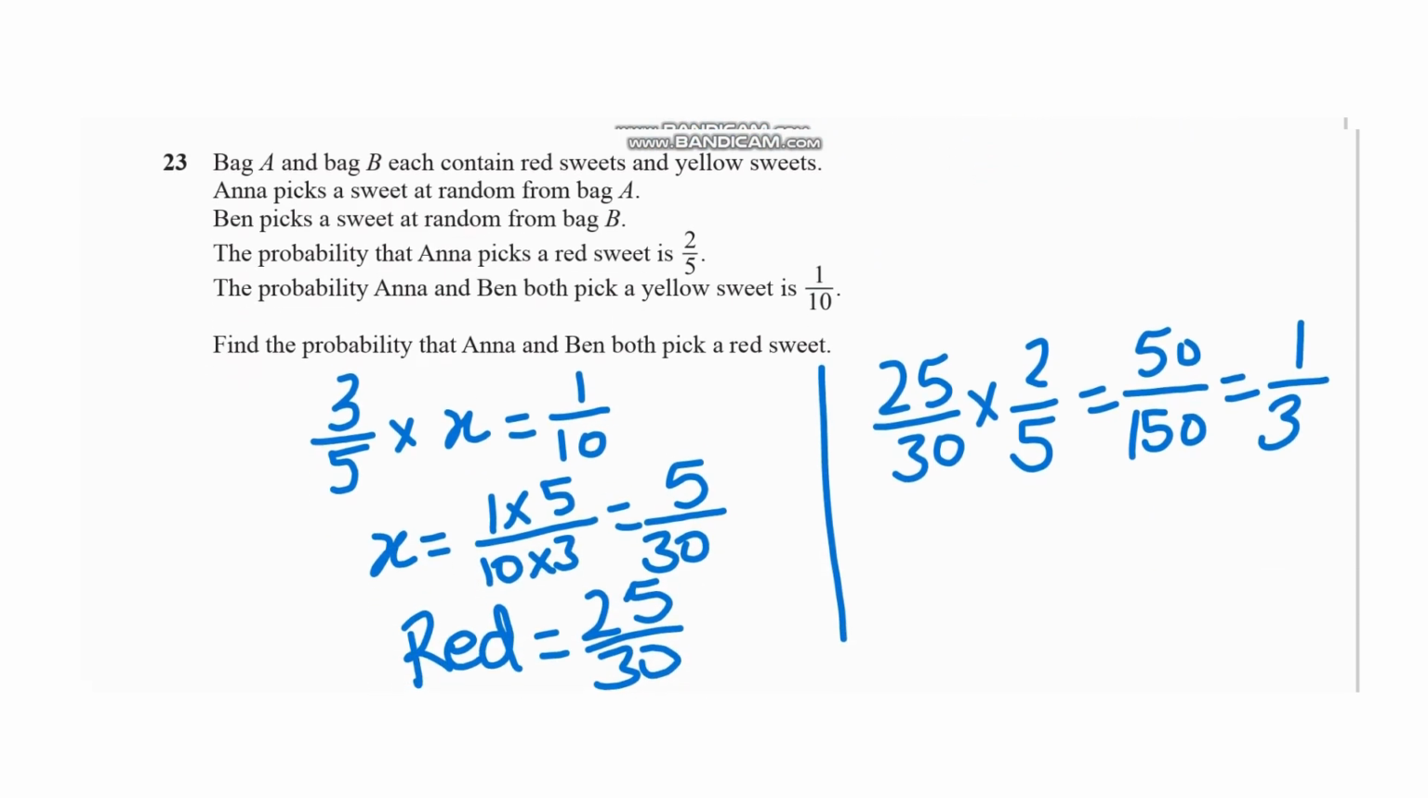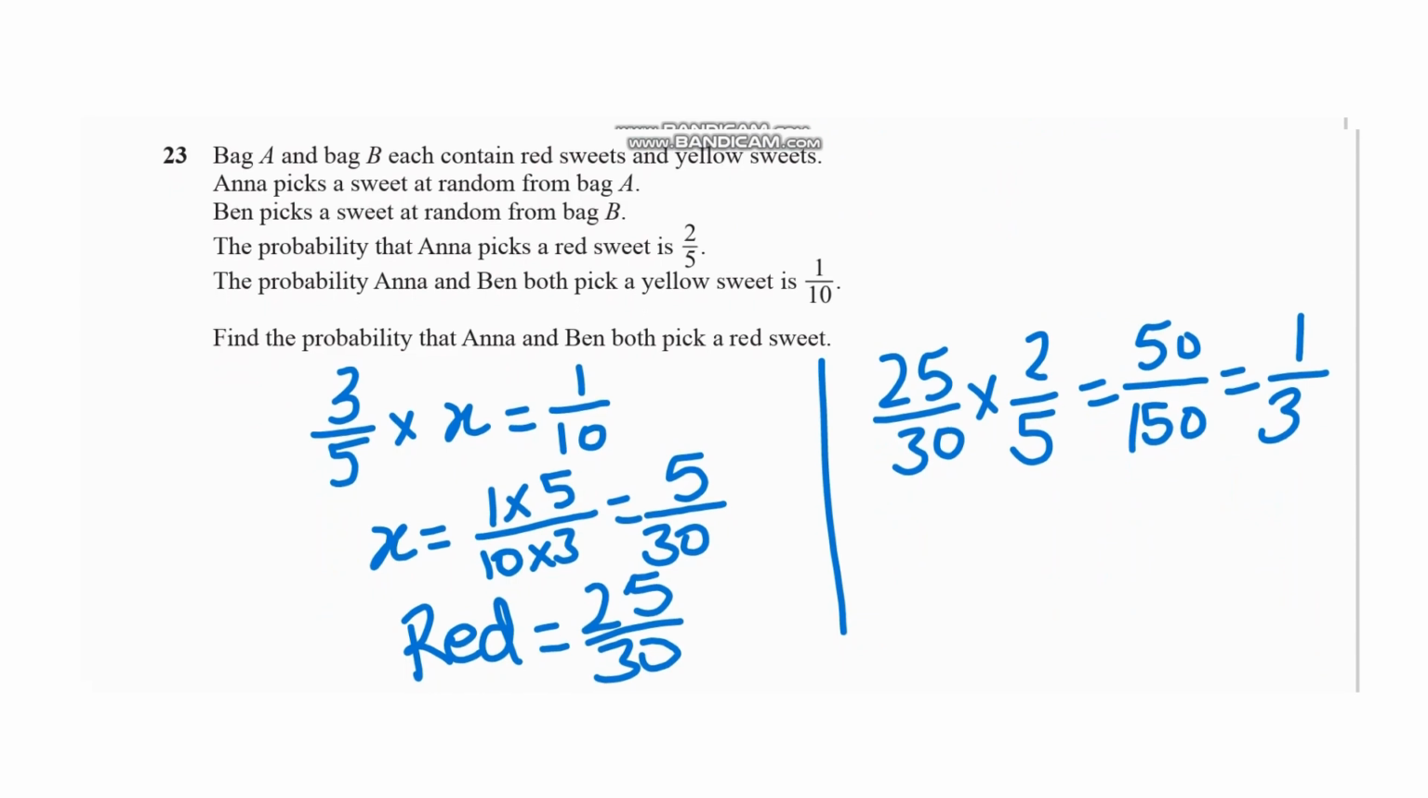Question 23 states bag A and bag B each contain red sweets and yellow sweets. Anna picks a sweet at random from bag A. Ben picks a sweet at random from bag B. The probability that Anna picks a red sweet is 2 over 5. The probability Anna and Ben both pick a yellow sweet is 1 over 10. Find the probability that Anna and Ben both pick a red sweet.